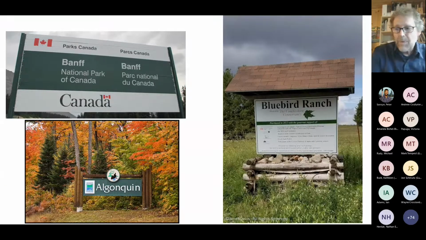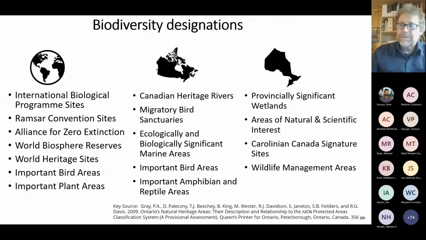But there's another important layer of sites for nature. These are generally less well known. They often don't have nice signs, but they both overlap and complement parks and protected areas. Biodiversity designations also occur across Canada. Now, some of these are global, like the Delta Marsh Ramsar site in Manitoba. Some are national, like the Main River Canadian Heritage River in Newfoundland and Labrador.